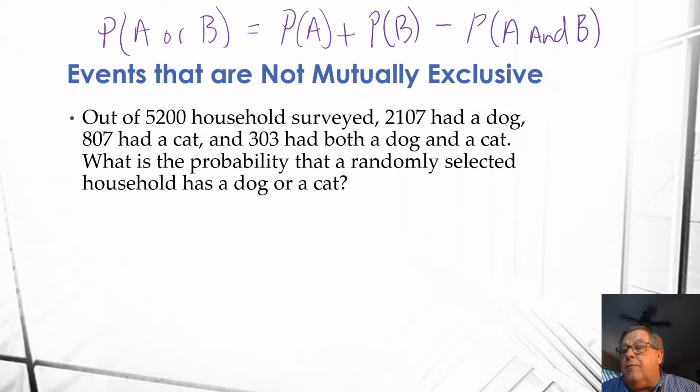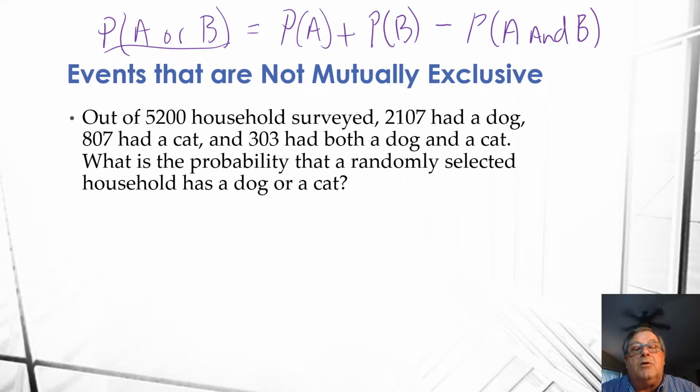Now, this time we move away from cards and dice and coins and marbles to a survey. So here we're showing out of 5,200 households surveyed, 2,107 had a dog, 807 had a cat, and 303 had both a dog and a cat. What is the probability that a randomly selected household has a dog or a cat? In other words, A or B, a dog or a cat.